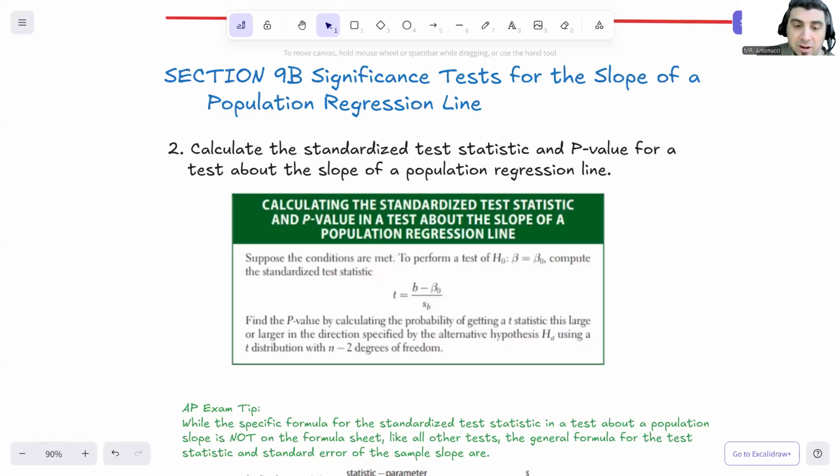All right, guys, Mr. Antonucci here, and we're moving on to the second part of significance tests for the slope of a population regression line. And we're going to talk about calculating the standardized test statistic and p-value for the test here.